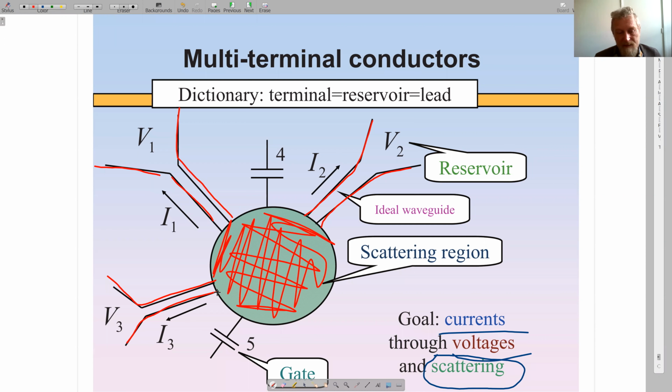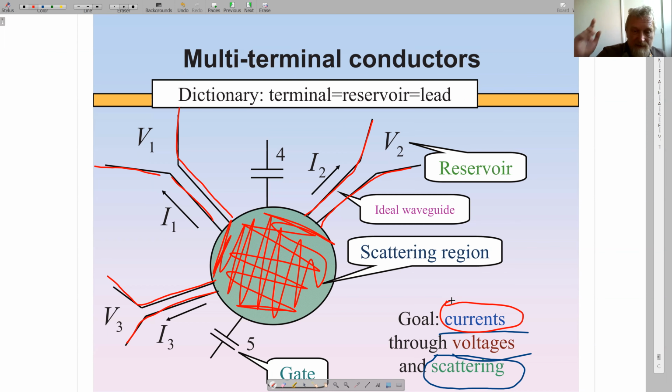So what will our goal be? We will express currents in each terminal in terms of voltages and the scattering matrix. If there are no voltages, there are no currents.